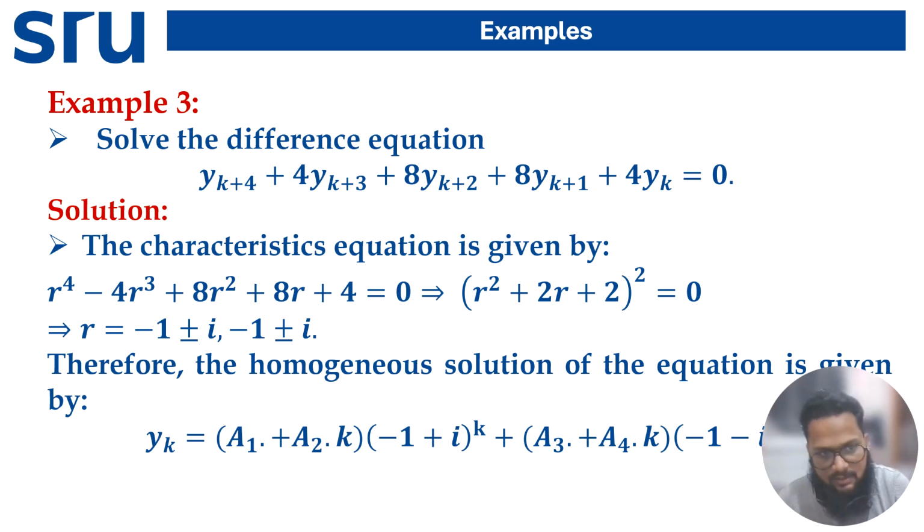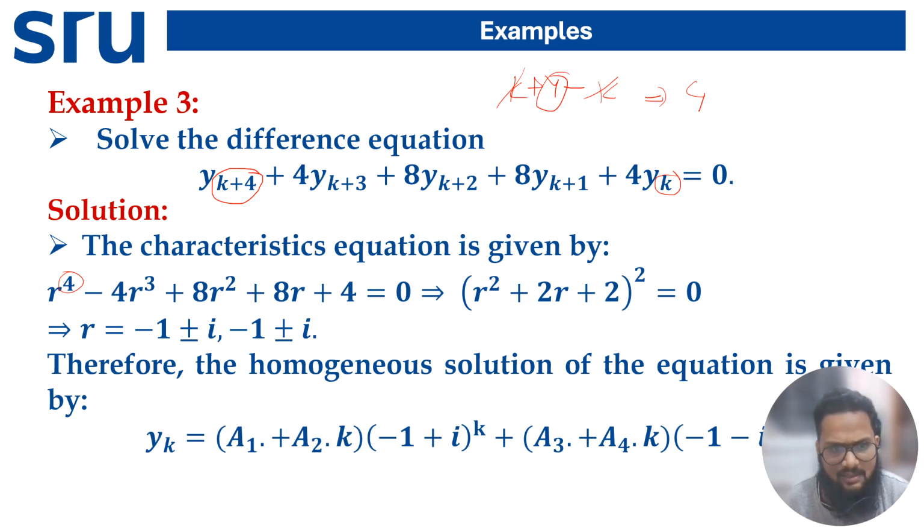Now coming to example 3. Here this is the given again. You can see k plus 4 is the highest subscript, minus k is the lowest subscript. So the order of the recurrence relation is 4. So the characteristic equation we will get is 4th order. So we start with r power 4.